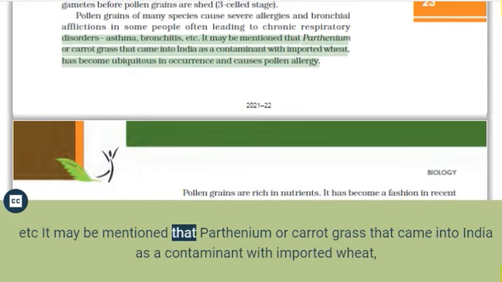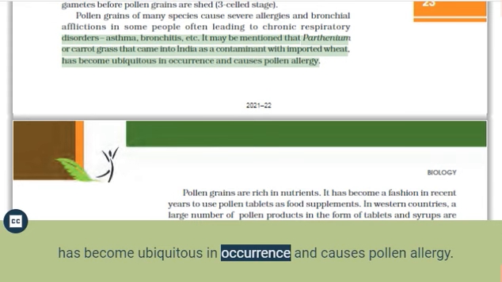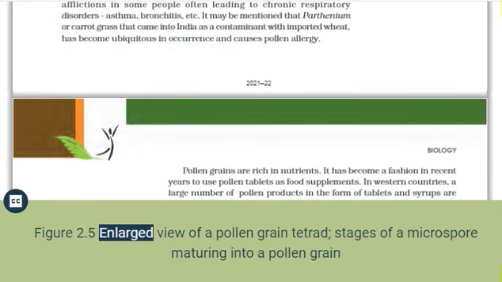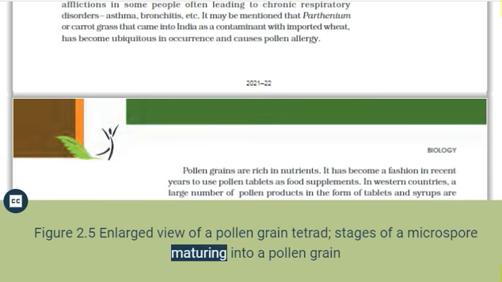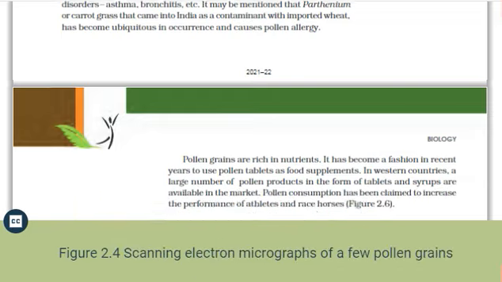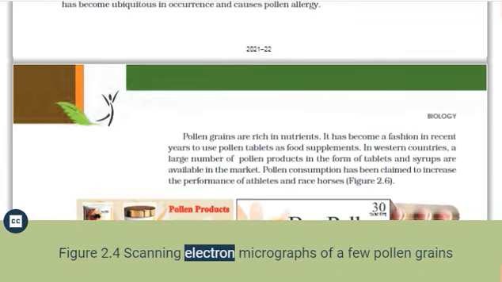It may be mentioned that parthenium or carrot grass that came into India as a contaminant with imported wheat, has become ubiquitous in occurrence and causes pollen allergy. Figure 2.5 Enlarged view of a pollen grain tetrad, stages of a microspore maturing into a pollen grain. Figure 2.4 Scanning electron micrographs of a few pollen grains.